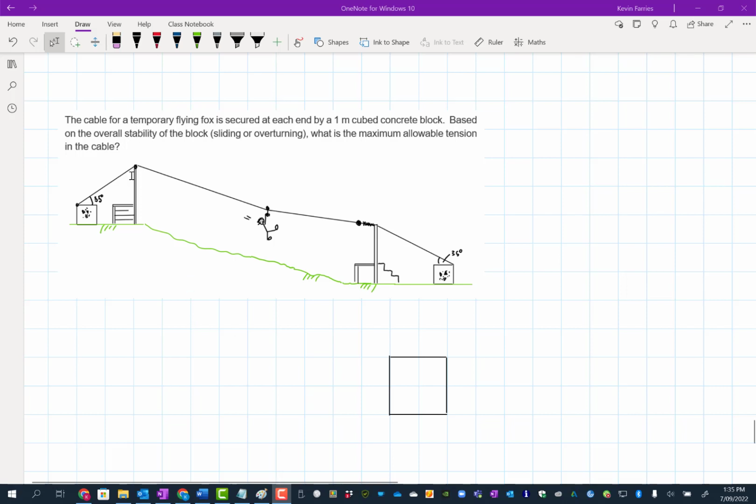In this example, we've got a flying fox. So someone's flying down here, jumped off here, flying down there. They'll bounce off the bottom and land there. So flying fox, or a zip wire, or whatever you want to call it.